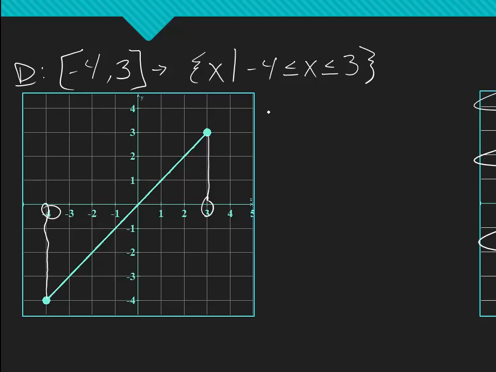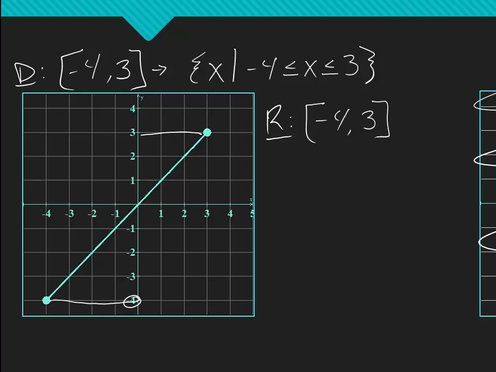Now we need our range. Our range is from bottom to top. So go to your bottommost point and go left. So -4. Topmost point, go right, 3. And again, they're closed, so closed brackets.